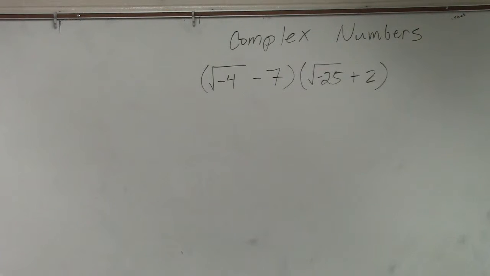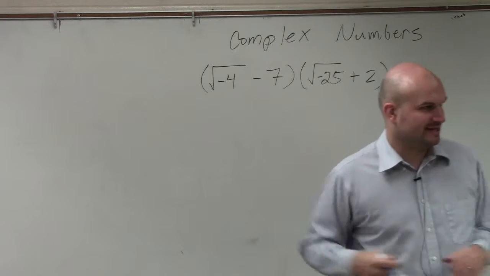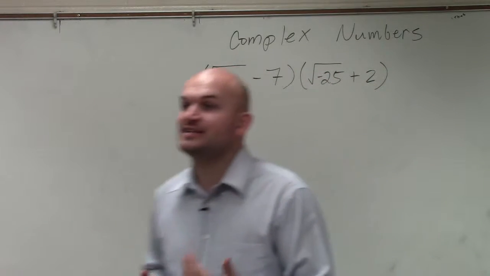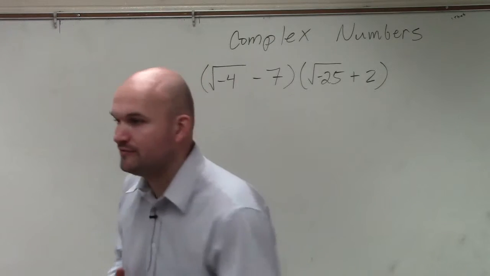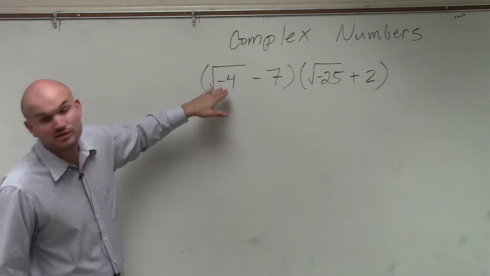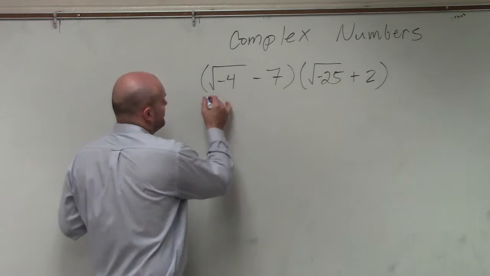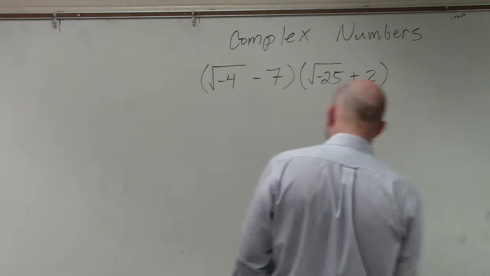When doing this problem, since I spent a little time before on where the i and everything came from, I'm going to speed this one up a little bit. We know that taking the square root of a negative 1 is going to give us i. So therefore, I can quickly rewrite this. I can take the square root of 4, which is 2. So therefore, this becomes 2i.